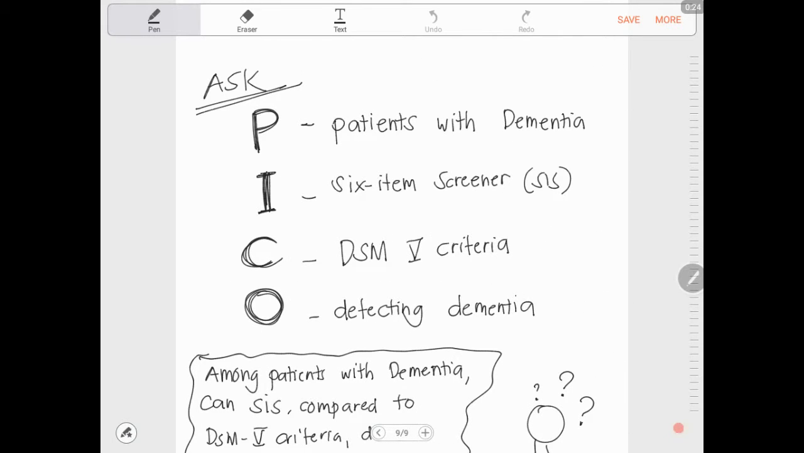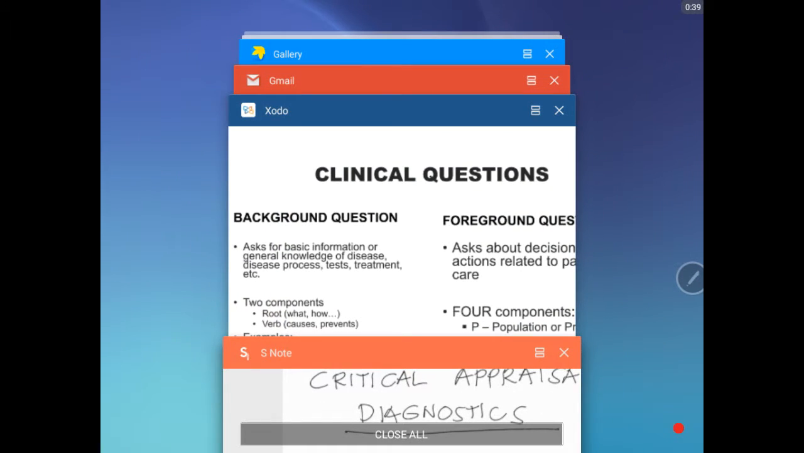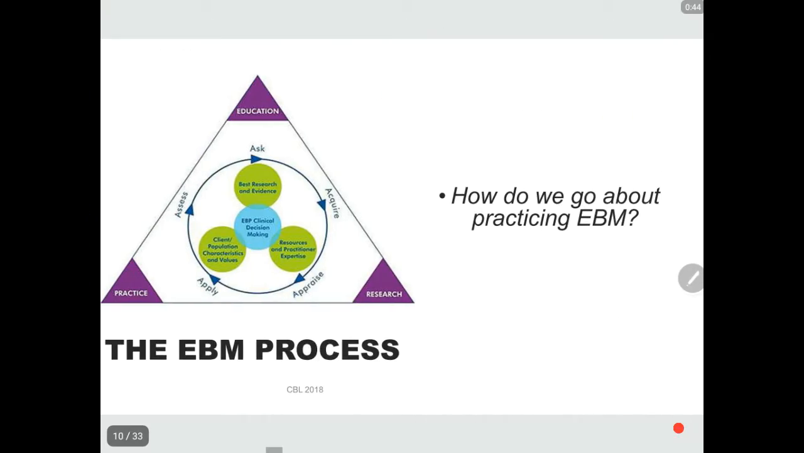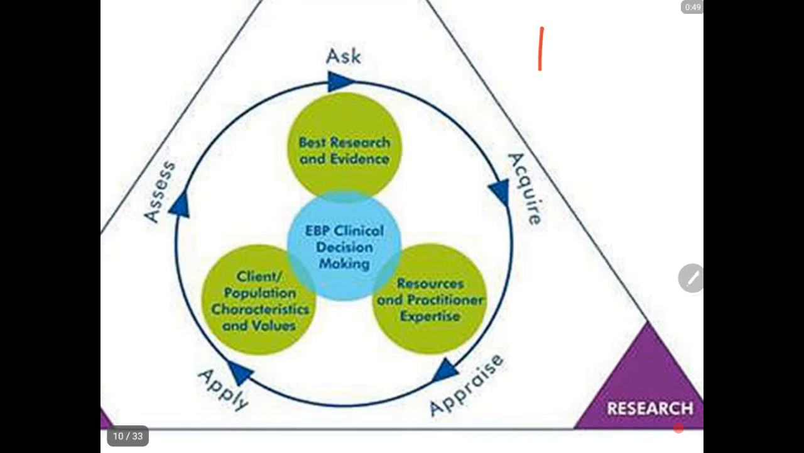Okay, so actually in the appraisal of diagnosis, you don't immediately appraise an article, because in EBM there's what we call the EBM cycle. Let me just show you this one. This is the EBM cycle. It's the EBM process. You remember, this is the 5 A's of the EBM. The 5 A's of motivational counseling are different. This one is for the EBM process.